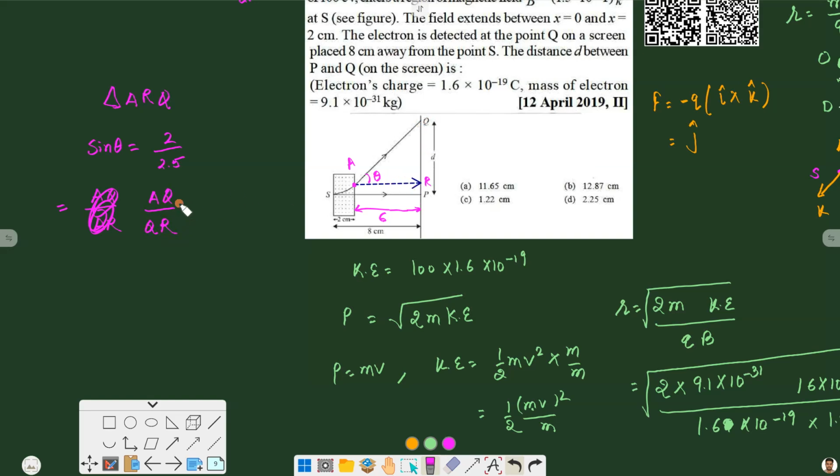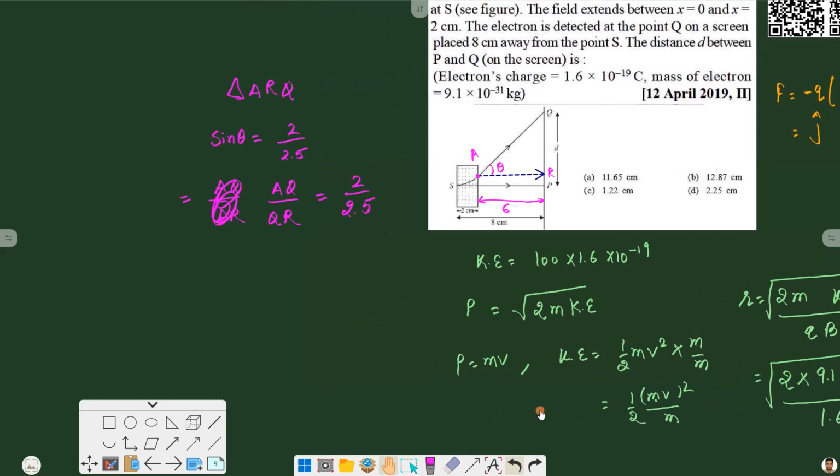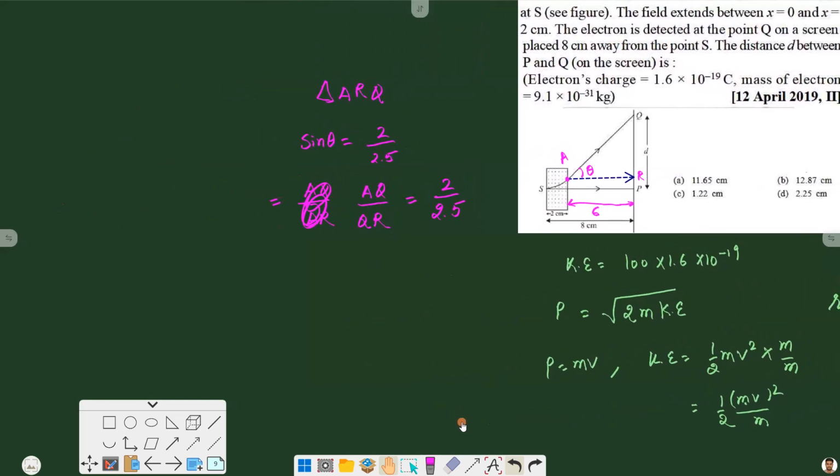AQ by QR will be sine theta, and it is equal to 2 by 2.5. Now we don't have the value of AQ, and we also don't have the value of QR in this triangle, but using trigonometry, we can draw a standard triangle here, for which we have been given details. Suppose this is our standard triangle with angle theta, and for this we know that sine theta is 2 by 2.5, so this side will be 2 and this side will be 2.5.